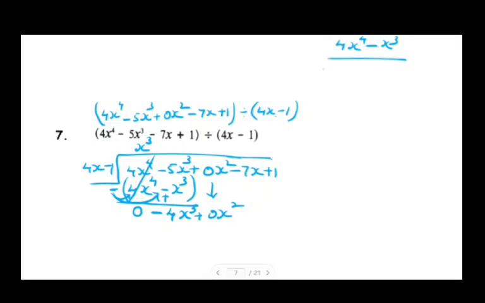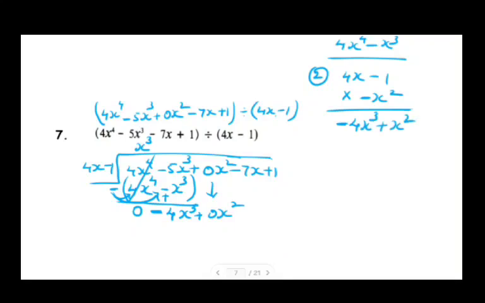So what happens now? My second step, where I multiply 4x minus 1 with minus x square. Why minus, children? Because I have a minus sign out here. So minus x square and 4x gives me minus 4x cube plus x square. This goes as my quotient, minus x square, and this goes as my working, minus 4x cube plus x square.